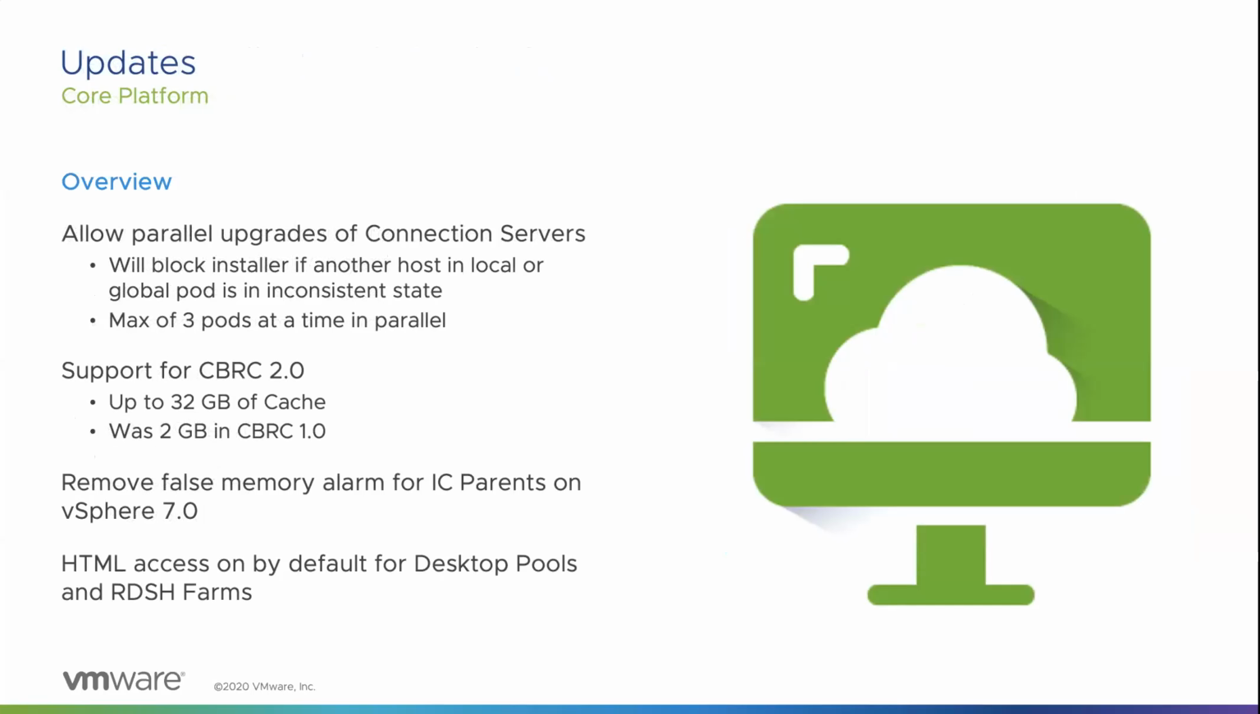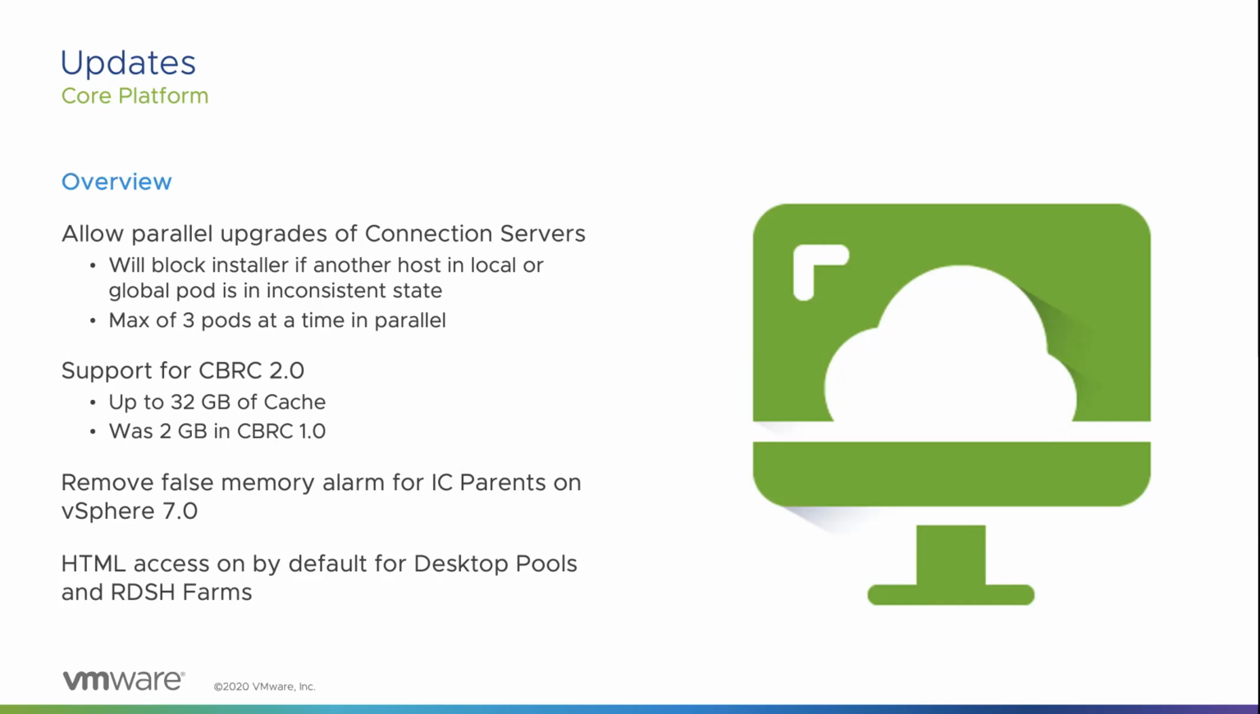Some general updates. So now we allow parallel updates of the connection servers, a maximum of 3 pods at a time in parallel. Pretty big upgrade is support for CBRC 2.0. It goes from 2 gigs to 32 gigs with vSphere 7. And a big one that I know a lot of folks are happy to see is removing the false memory alarm for InstaClone parents on vSphere 7. Since the parents essentially use all the memory that's allocated to them, they always threw an error in vSphere, and it was quite annoying.